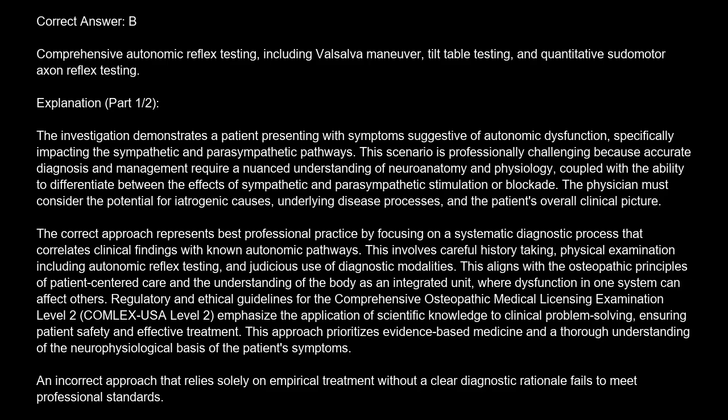Correct answer is B. Comprehensive autonomic reflex testing, including Valsalva maneuver, tilt table testing, and quantitative pseudomotor axon reflex testing. Explanation. The investigation demonstrates a patient presenting with symptoms suggestive of autonomic dysfunction, specifically impacting the sympathetic and parasympathetic pathways. This scenario is professionally challenging because accurate diagnosis and management require a nuanced understanding of neuroanatomy and physiology, coupled with the ability to differentiate between the effects of sympathetic and parasympathetic stimulation or blockade. The physician must consider the potential for iatrogenic causes, underlying disease processes, and the patient's overall clinical picture.